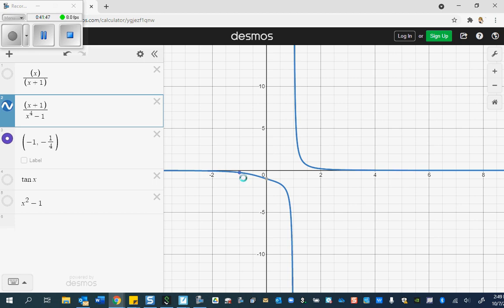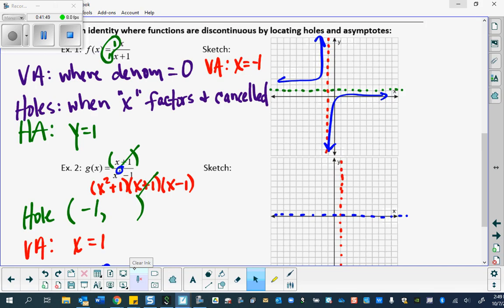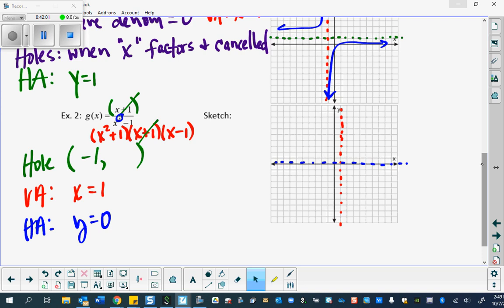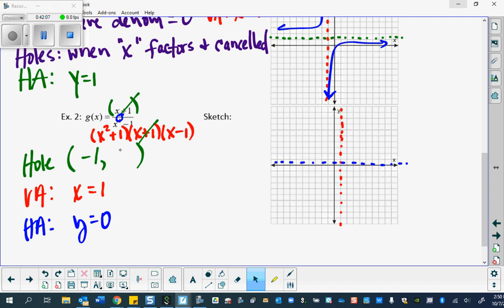Because when I'm looking at this function, after I removed it, I can go ahead and substitute -1 in without worrying and get a value of -1/4. So we can tell everybody where the hole is. And we know that at -1/4, there's a hole.